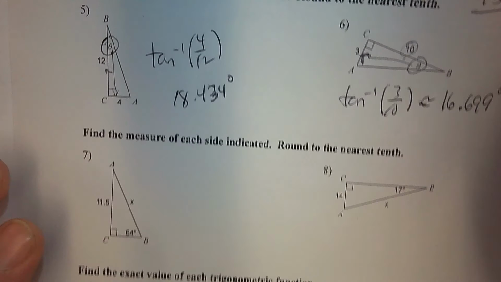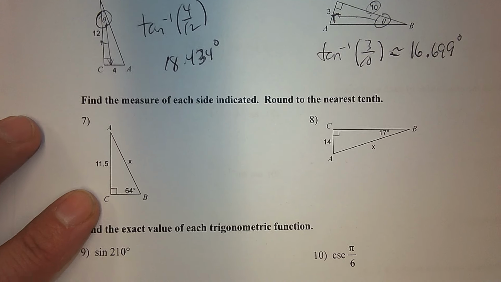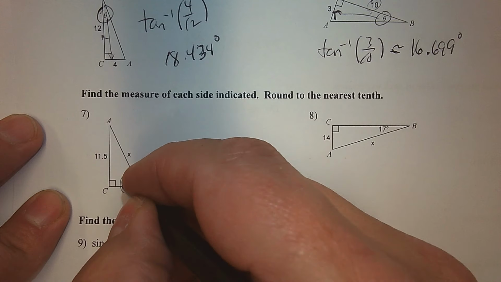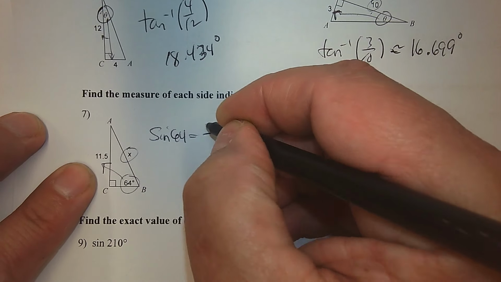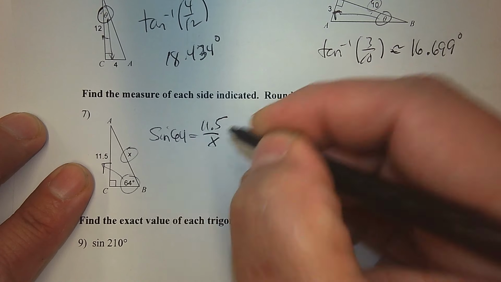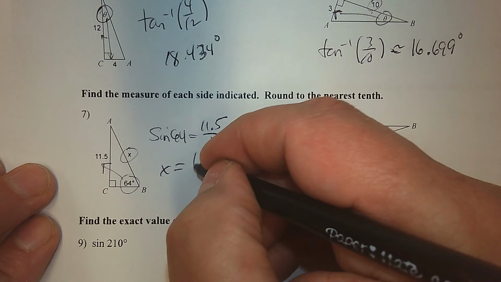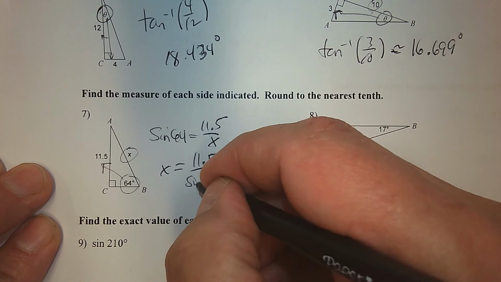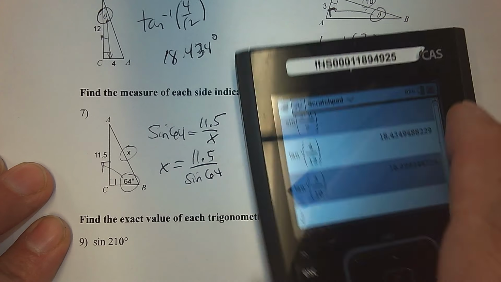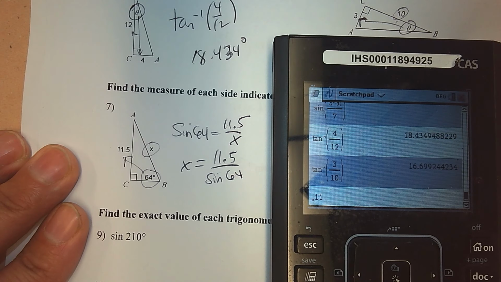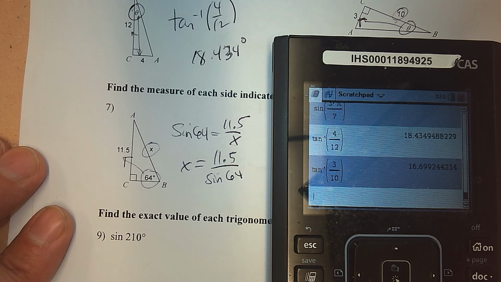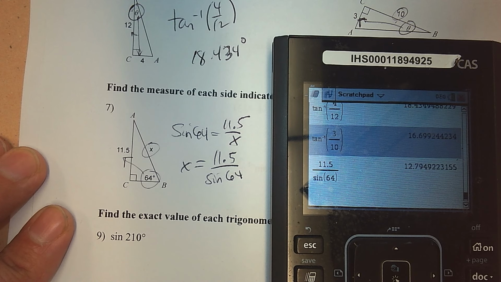Can you find the length of a side? So from this angle, opposite and hypotenuse, so it's sine 64, 11.5 over x. To get x by itself, I'd multiply and then divide. So in my calculator, I'm going 11.5 divided by sine 64, and it's 12.794.